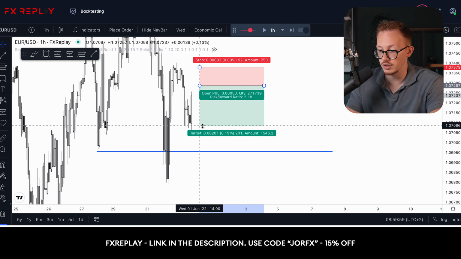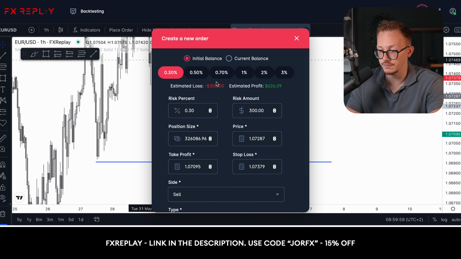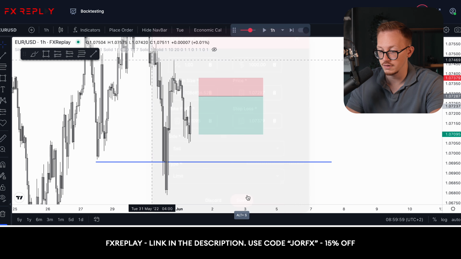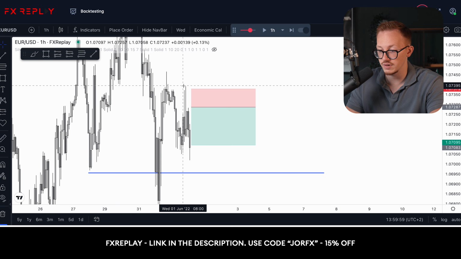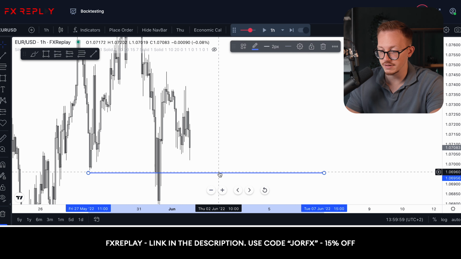So here we have it, a 1/2 risk to reward. And let's place the order. There's a risk of 1% and sell limit. As you can see, we just got stopped out right here. But the rules are the rules. That's too bad, but it doesn't really matter.